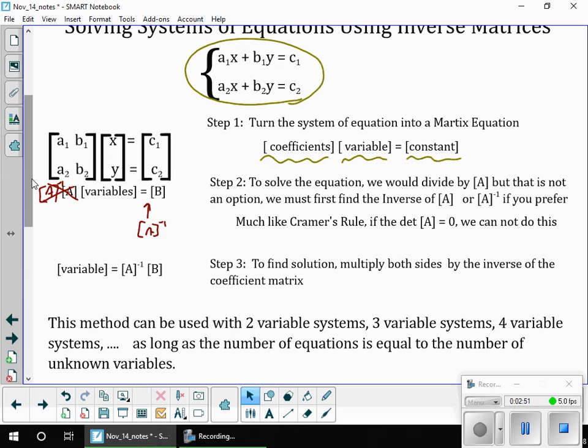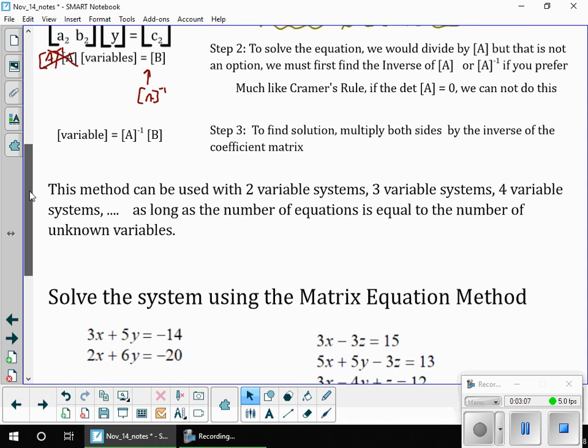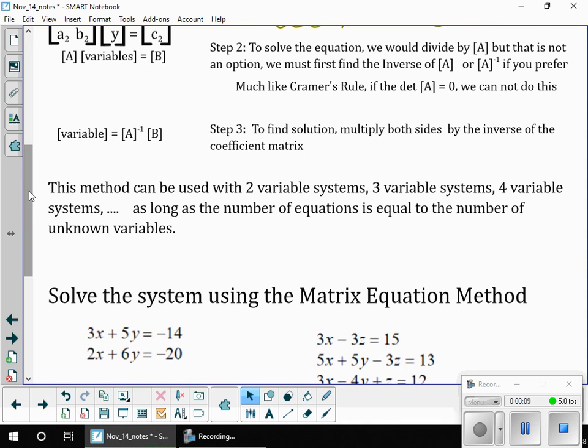So this method can be used if we have two variables like I have written up here, or if we have three variables, or if we have four variables. We don't have to make a whole new matrix for each one of those like we did in Cramer's rule. We just make this equation and we solve the equation. So let's go ahead and try this out.